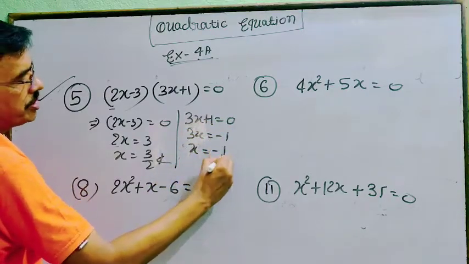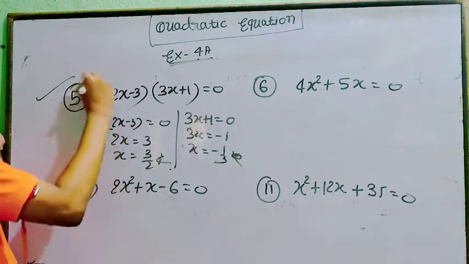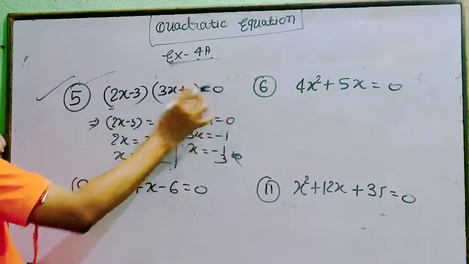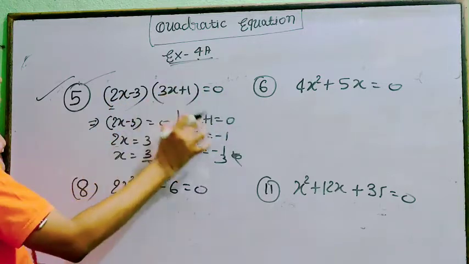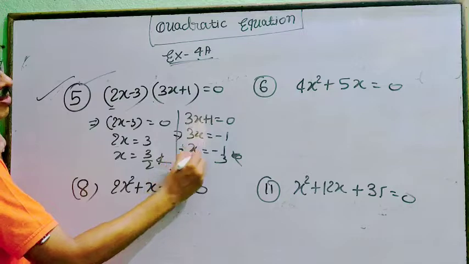Then x is equal to minus 1 by 3. So it is the solution. So the solution of this equation is only x equal to 0. So you can write this part as 0, then you can find the value of x. Another, this part is 0, then you can also find the value of x.